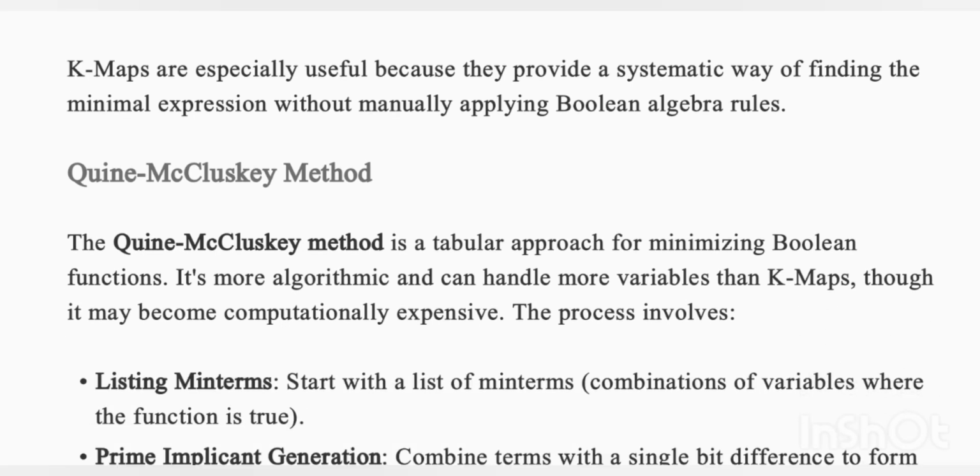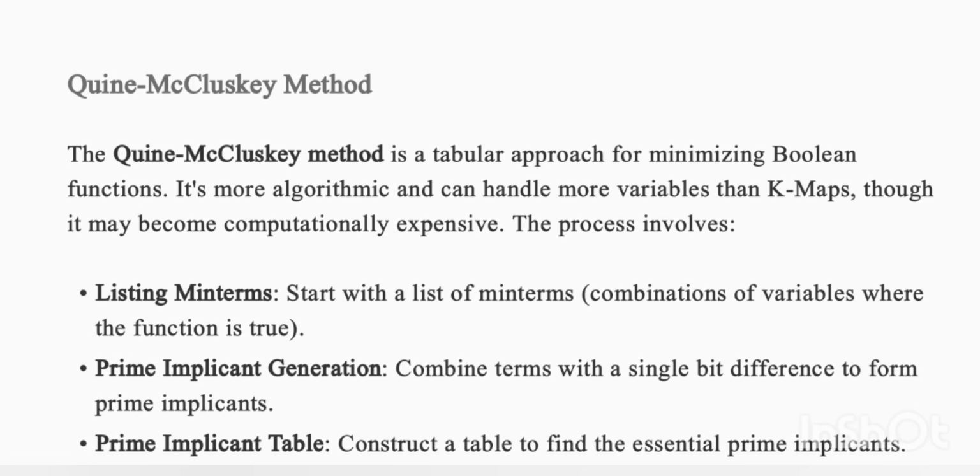Quine-McCluskey method. The Quine-McCluskey method is a tabular approach for minimizing Boolean functions. It's more algorithmic and can handle more variables than K-maps, though it may become computationally expensive. The process involves listing minterms.